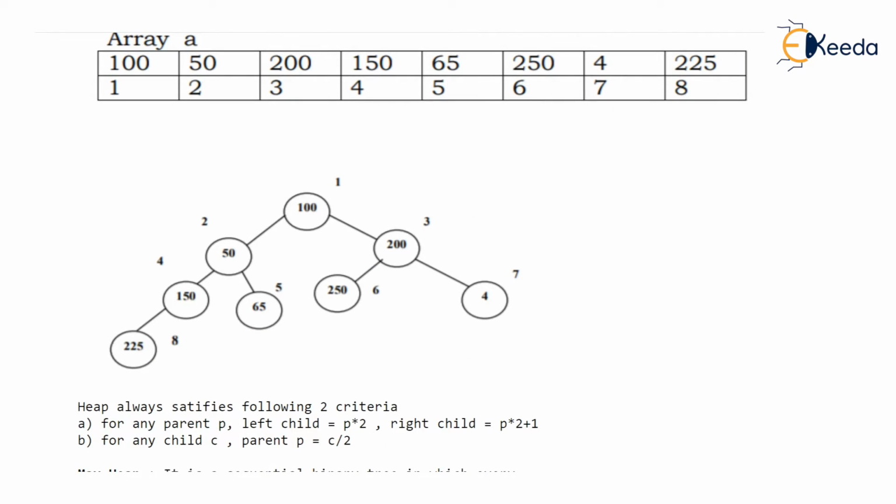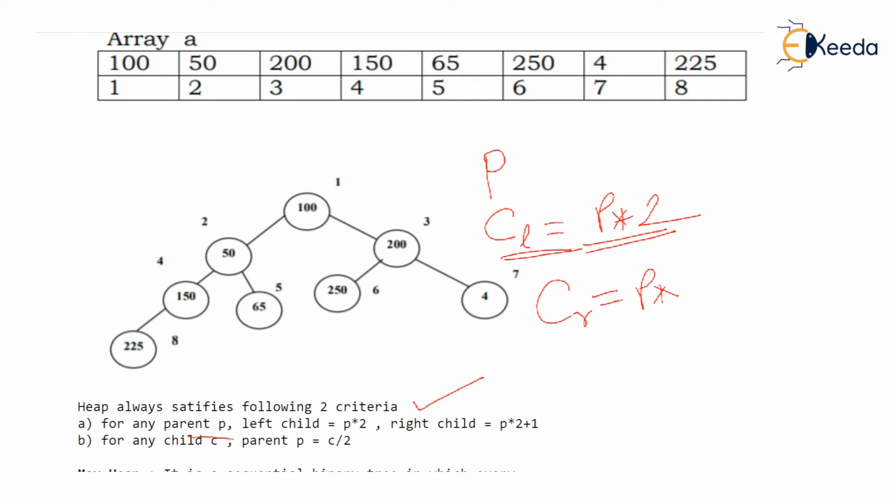So you remember these two properties of heap. Heap always satisfies these two. For any parent P, if P is the parent number, then the left child CL is always P into 2. Now notice this P into 2 is going to give us the node number of the left child. It is not going to give us the value stored in that left child. And what about CR, the right child? Right child is parent number into 2 plus 1. This property is always true.